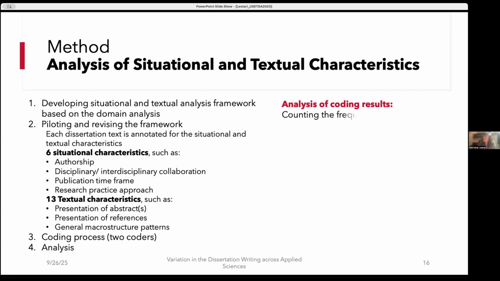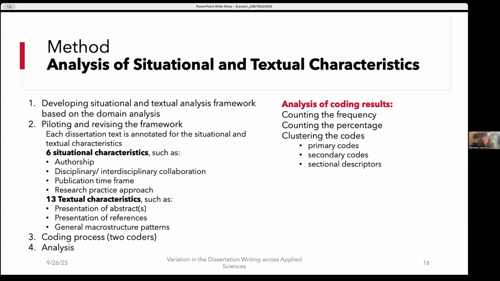So to zoom in, there were several steps that I did to code my results. I counted the frequency, I counted the percentage, and then I clustered the codes descriptively, because my data consists of both continuous and categorical data. I initially proposed to use multidimensional analysis or exploratory factor analysis to understand the situational and textual characteristics, but that statistical analysis was not working for this purpose. And so I did the clustering of the codes qualitatively. I divided the codes into primary, secondary, and sectional descriptors. Then I drew the interpretations based on the coding results.